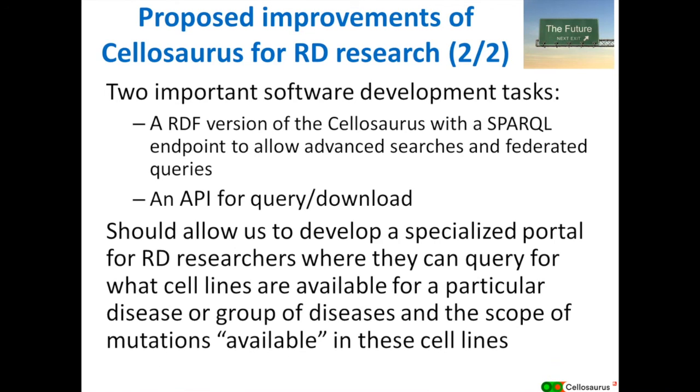So all this should allow us to develop a type of specialized portal inside Cellosaurus, which caters for RD researchers, where they can query what cell lines are available for a particular disease or group of diseases and the scope of mutations available in those diseases, for this cell line, sorry.